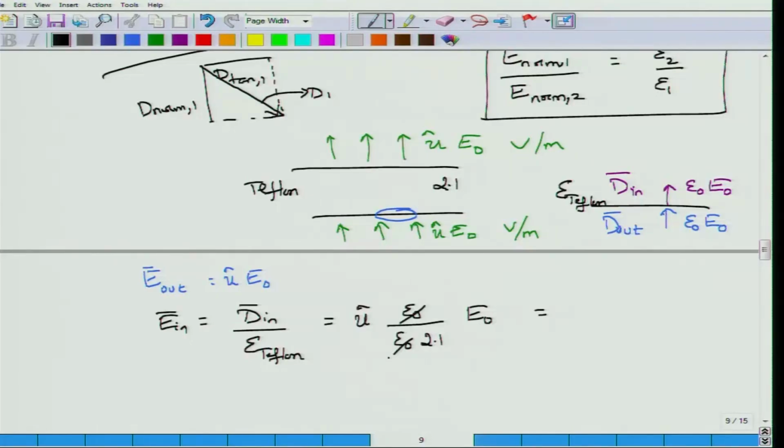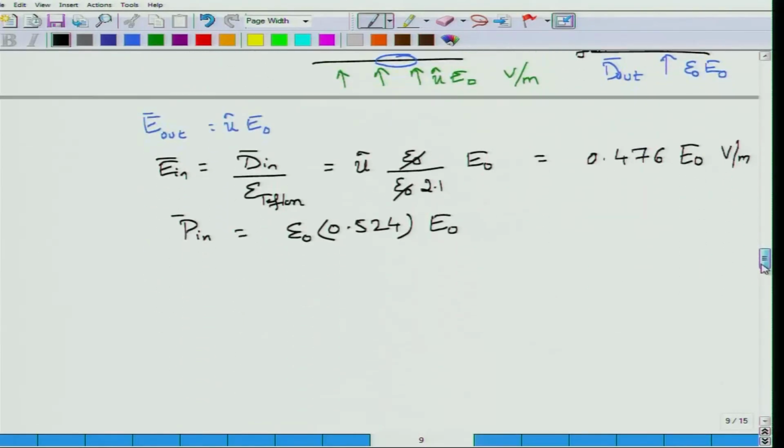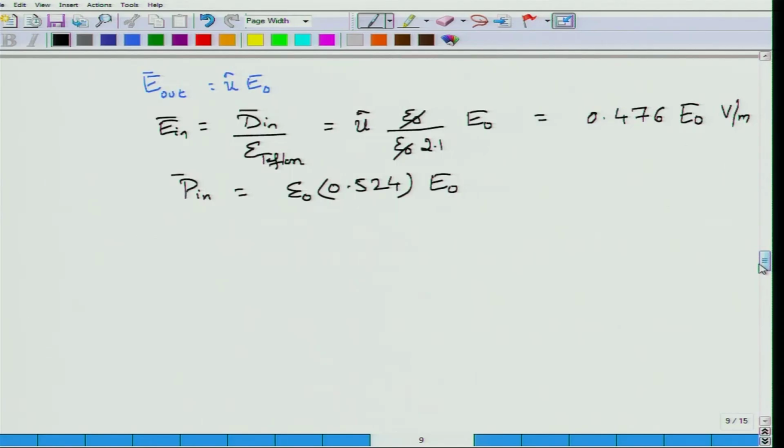So epsilon 0 will cancel with each other and 1 by 2.1 will be slightly less than 0.5. You can actually solve this equation and you will see that this would be around 0.476 E0 volt per meter. Okay, sorry, the electric field E in will not have an epsilon 0, right. So 0.476 E0 volt per meter. You can similarly find out what P in is. I will leave this as an exercise to show that this is epsilon 0 times 0.524 times E0. You can find this one by the relationship between D in and E in.